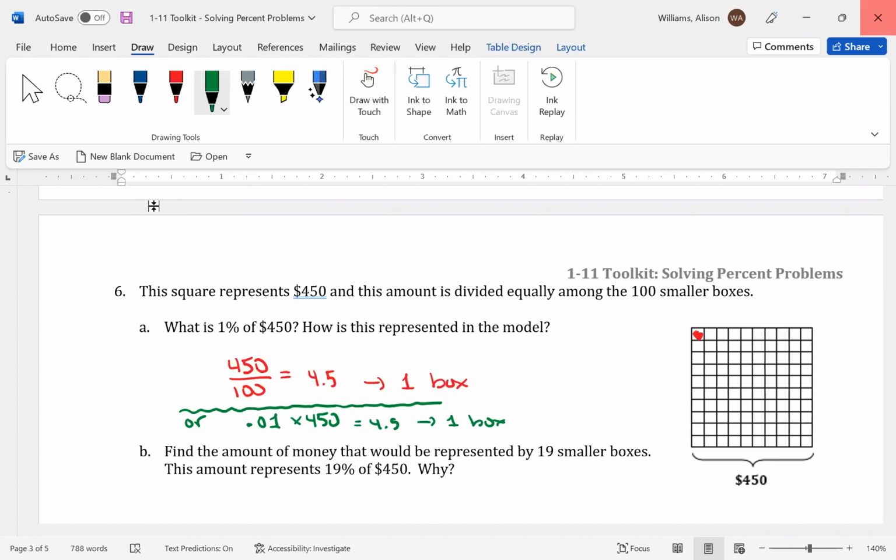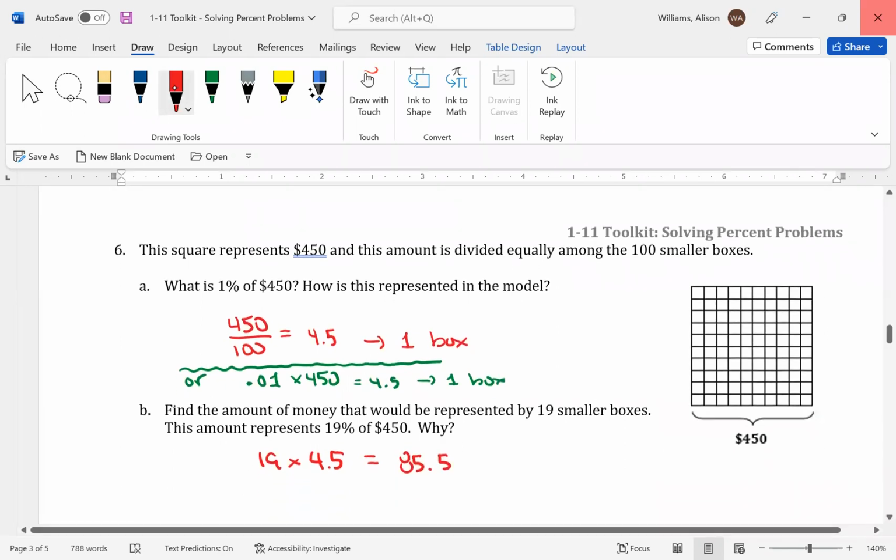Okay, so find the amount of money that would be represented by 19 of these boxes. That means that I'm shading in 19. I'm not going to take the time to actually do all the shading here, but I'm shading in 19 of these. And that would mean that to find out how many there are, I would take 19 times 4.5, because each box represents 4.5. So I'm doing 4.5, 19 times. Okay, so 19 times 4.5, I'm doing that on my calculator, and I came up with 85.5. So 19% of 450 is 85.5.